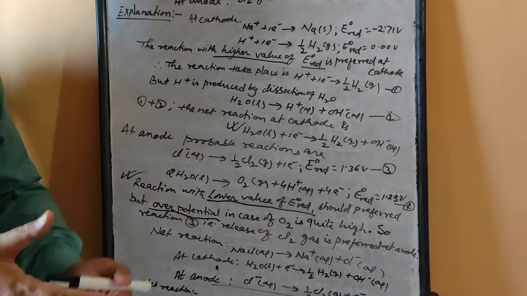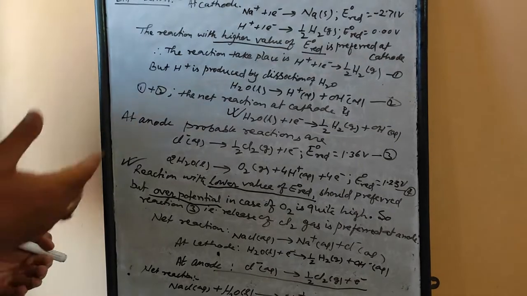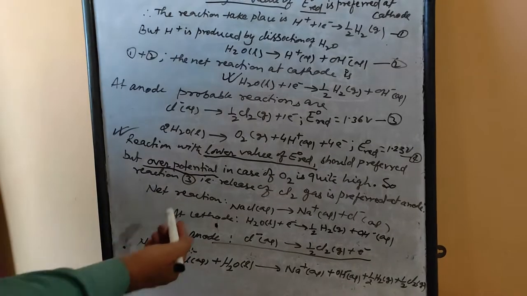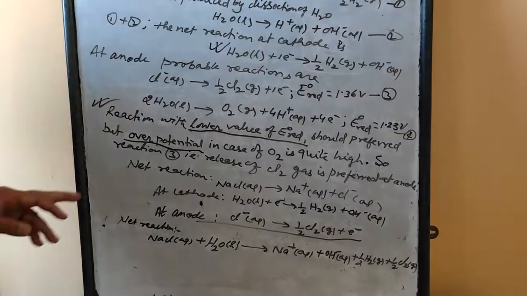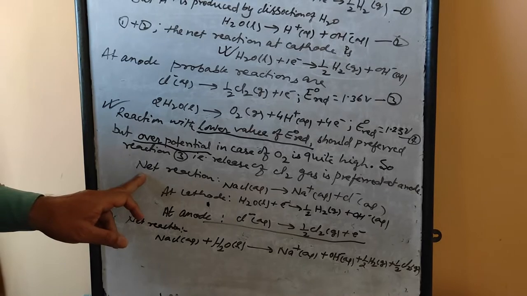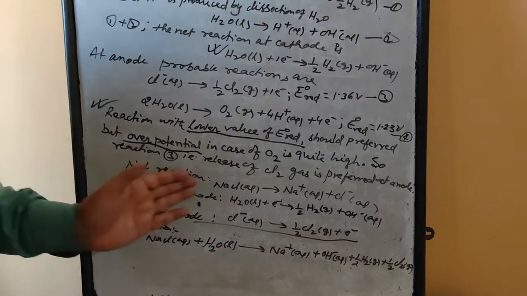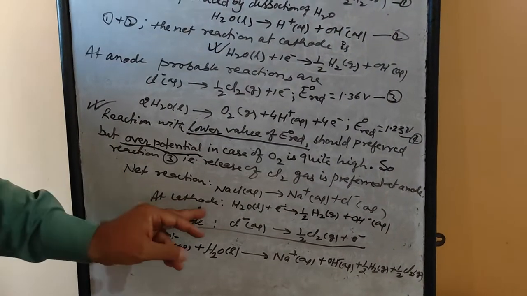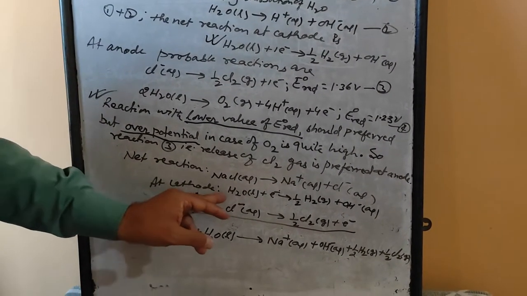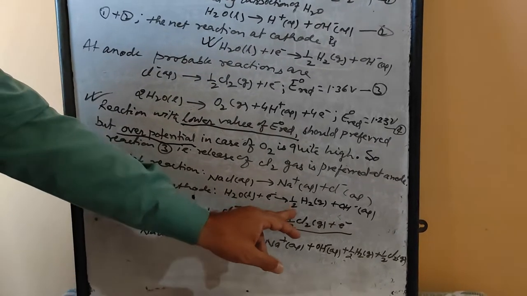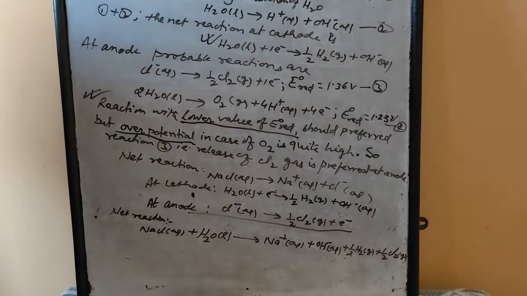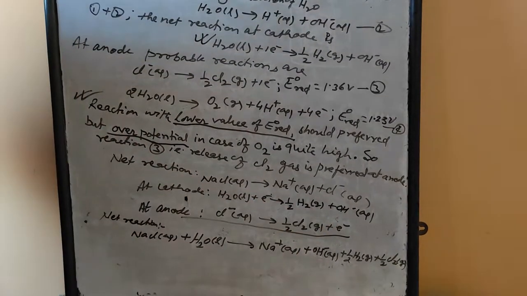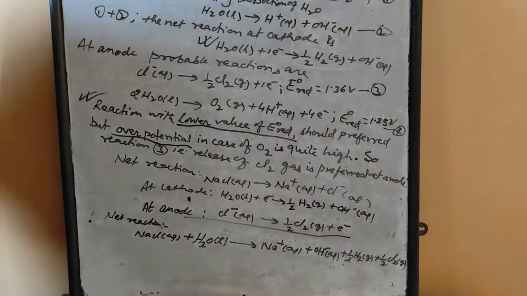In the next topic I will explain the effect of concentration on the product of electrolysis. So now come to the note. Now the net reaction is what? NaCl aqueous gives Na plus aqueous plus Cl minus aqueous. So at cathode, what happens? H2O liquid plus electron gives half H2 gas plus OH minus aqueous. At anode, Cl minus aqueous gives half Cl2 gas plus electron. So add these equations, and the electrons will cancel out.